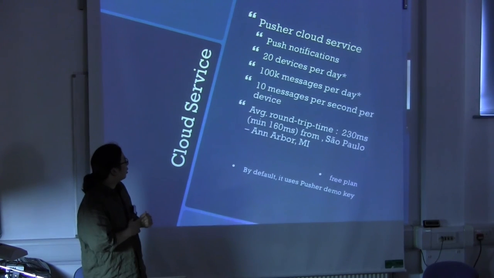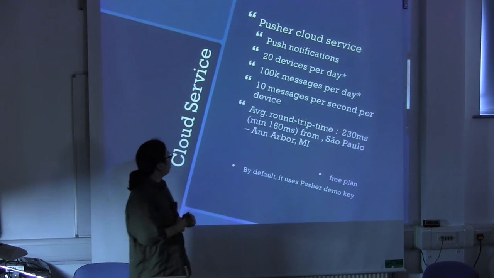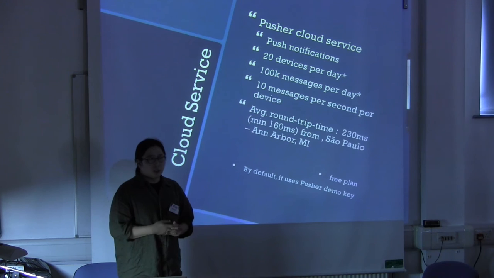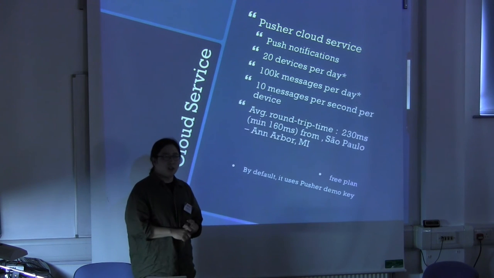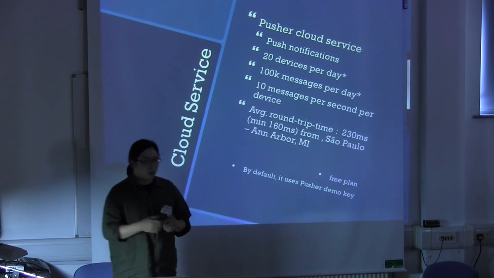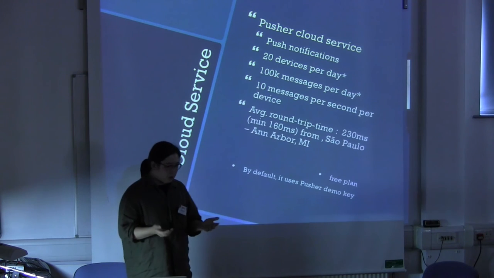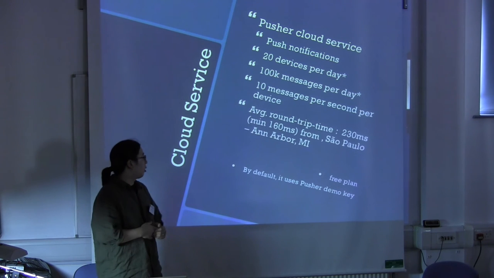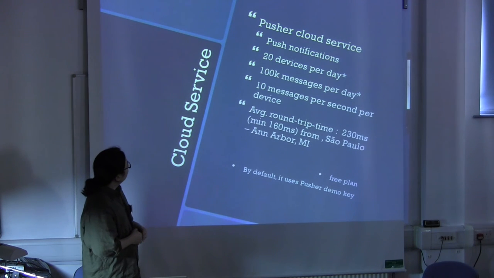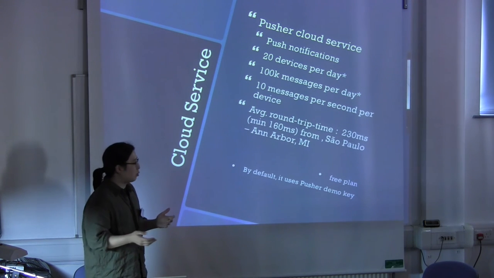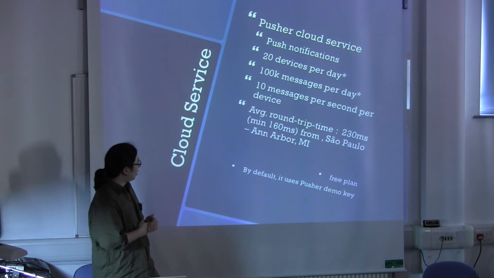You have a limit of 20 devices per day for the free plan, and you can have 100K messages per day, meaning it's going to be one message per letter. So if you have 100 letters per line, you'll be able to code up to 1,000 lines per day. But you can upgrade your plan, pay more, and upgrade your limit. It's 10 messages per second per device, meaning if you're not going to type more than 10 letters per second, I guess it's fine.